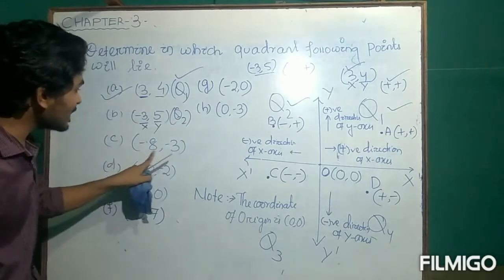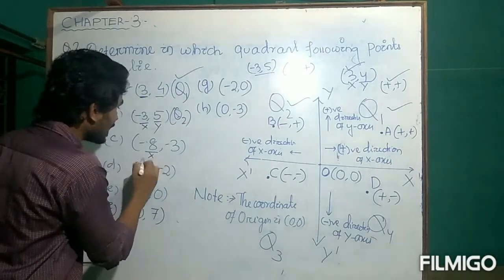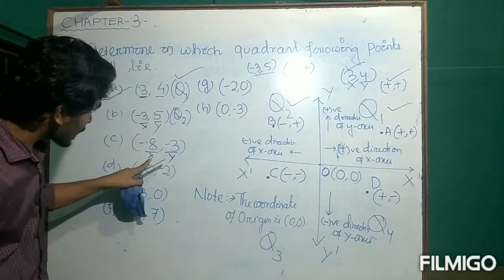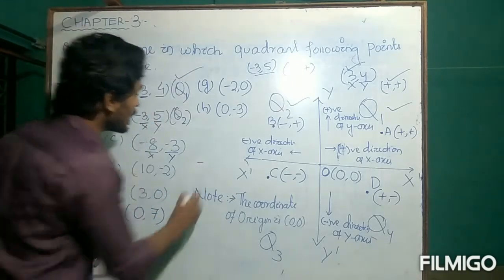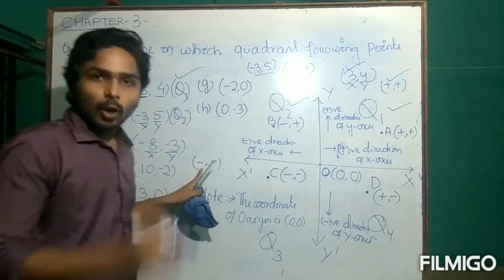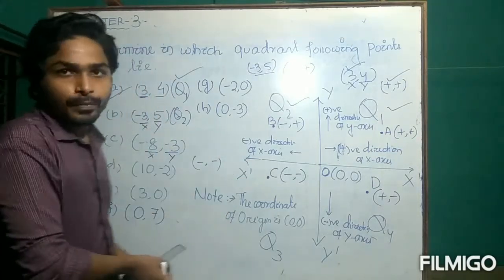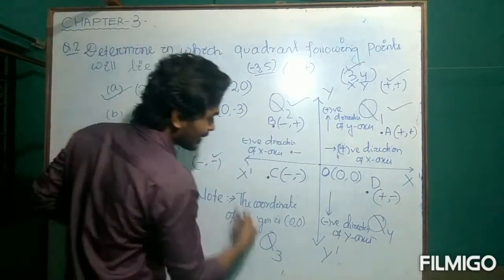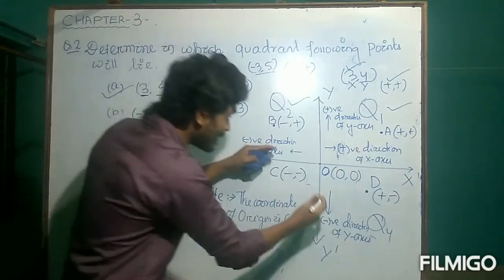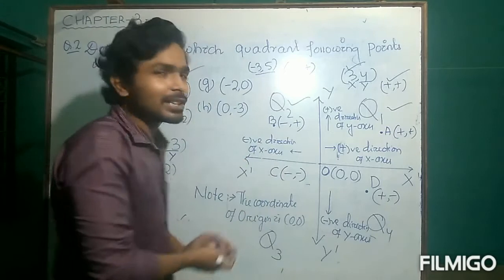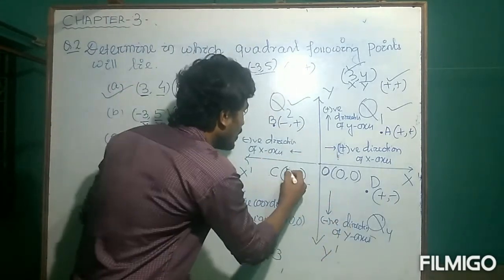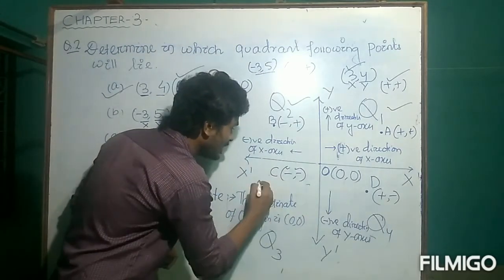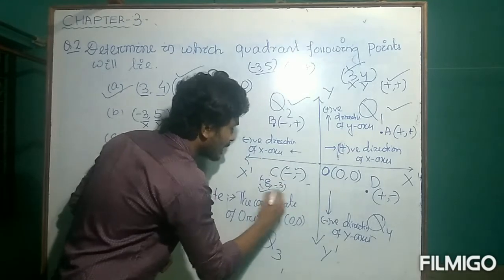Clear? Now minus 8, minus 3. Here minus 8 is the x coordinate and minus 3 is the y coordinate. The x coordinate has a negative sign and the y coordinate has a negative sign. A negative x coordinate means it is towards the left. A negative y coordinate means it is towards the bottom. So left, bottom. Which quadrant is this? This is the quadrant enclosed by the negative direction of x-axis and the negative direction of y-axis. So the point minus 8, minus 3 will lie in quadrant 3. Right?